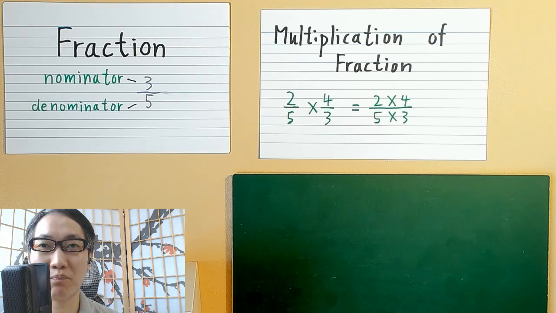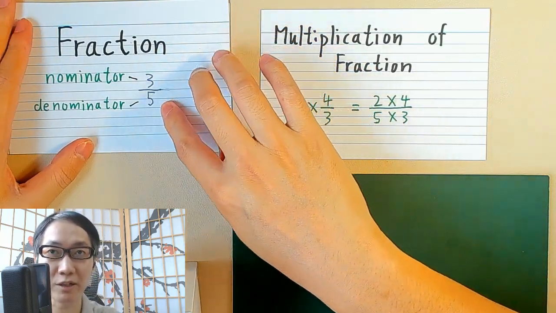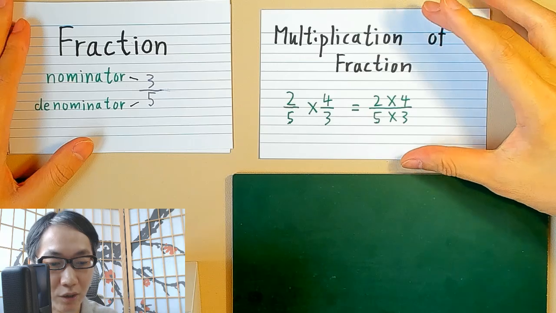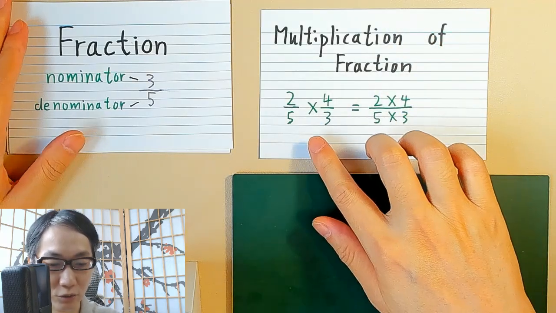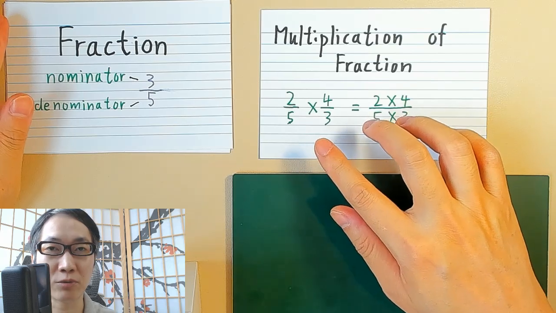Today we'll talk about multiplication and division of fractions, after the previous video on fractions. Okay, so a reminder of fractions: this is the numerator, this is the denominator. When we are multiplying them, you see this 2 over 5 is multiplied by 4 over 3. So how do we do that?